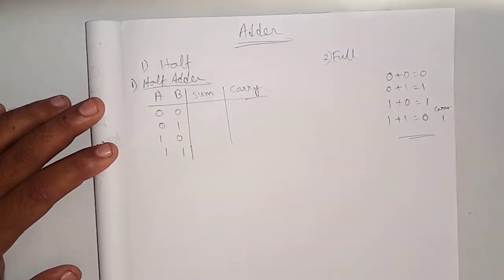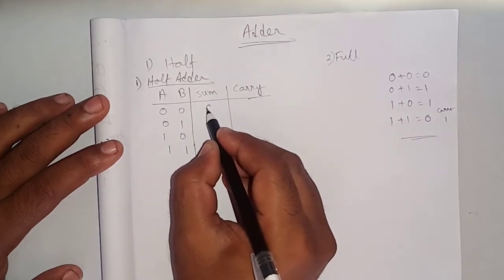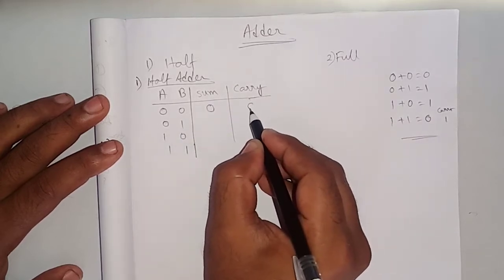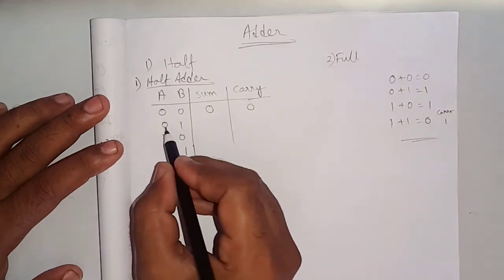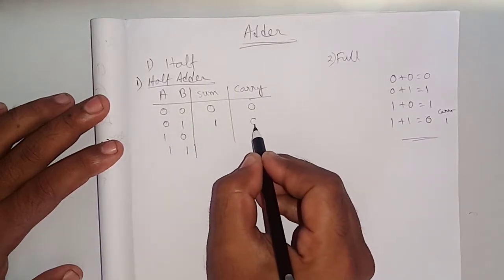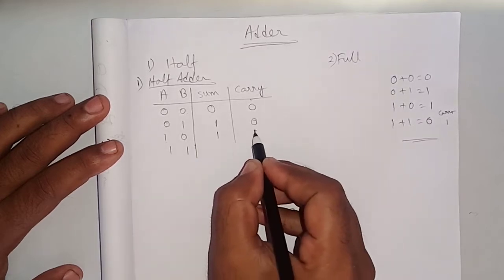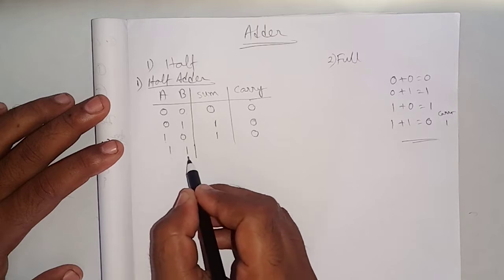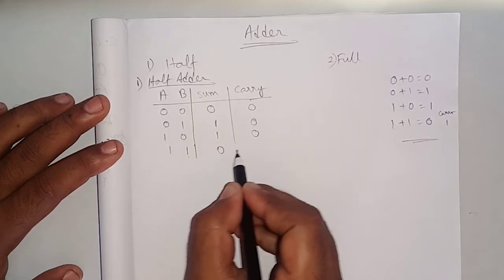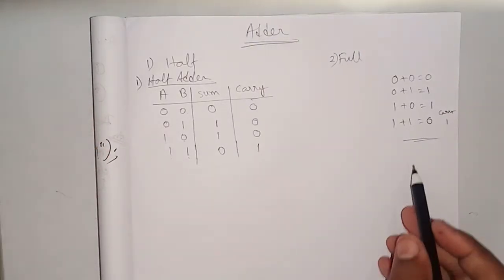Now if I add 0 and 0, our sum value is 0, carry is also 0. There is no carry, means 0. 0 plus 1 is 1, carry 0. 1 plus 0 is 1, carry 0. 1 plus 1, sum value 0, carry 1. As I get from here.